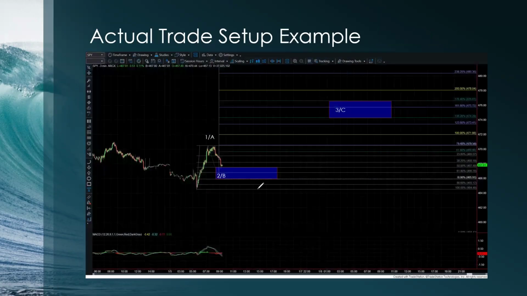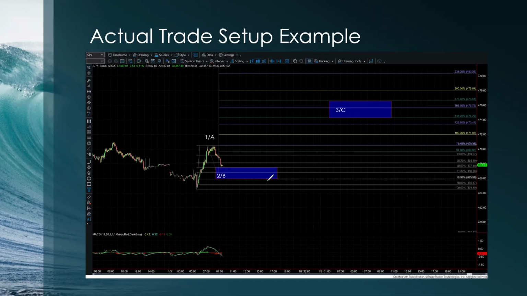And this is an actual trade setup that we executed using Elliott wave analysis. So this one here is the SPY. It's a 3-minute chart, so this is a shorter time frame chart. And during this point in time, we saw that there was a corrective retrace that moved back into this region here. And then we saw a 5-wave move to the upside here, which we labeled wave 1/A.